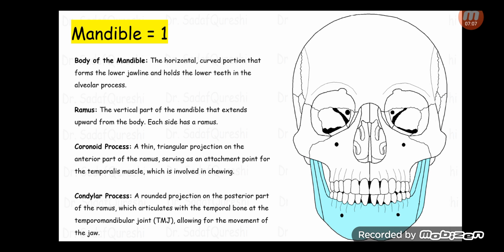So overall we can say mandible has two main parts, body and ramus, and two main projections. The first is coronoid process, that is anterior, and the other is condylar process, that is posterior, and is involved in the temporomandibular joint.